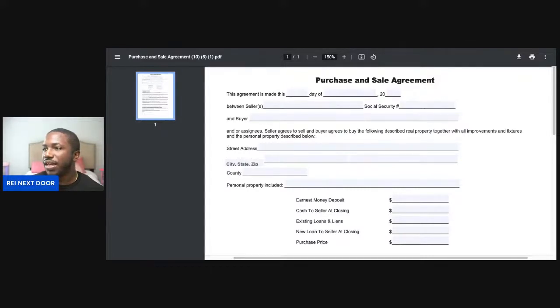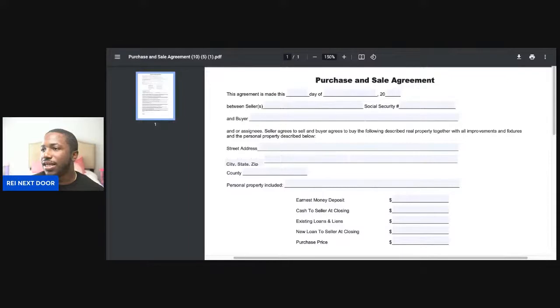But let's see. So at the top, it's pretty easy. Agreement made this, you put the day, of, month, year. Then the seller name goes right here. And then as this says Social Security number, but I just put NA, right? Then the buyer, which will be you, whether it's your name or your LLC or company or whatever.